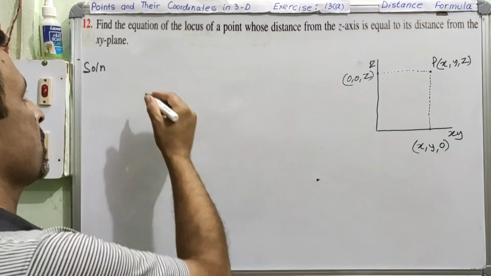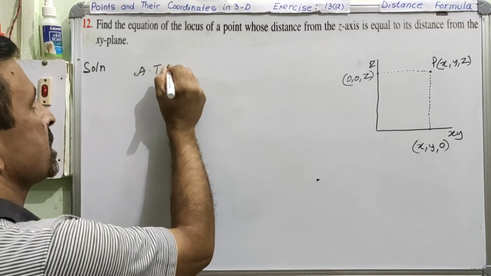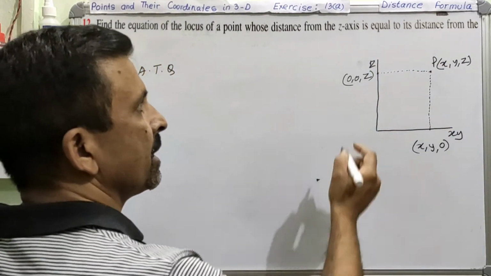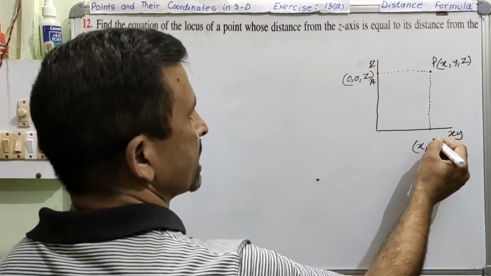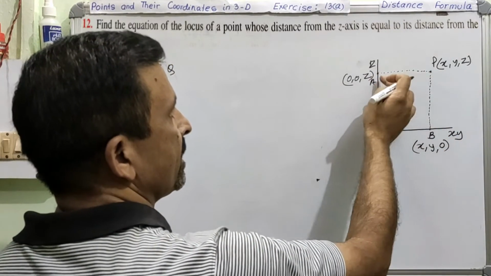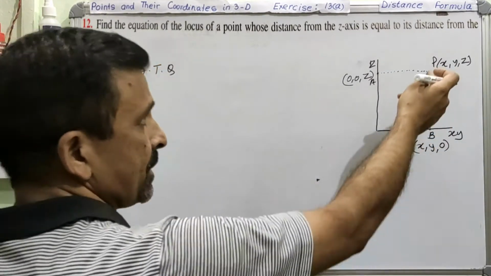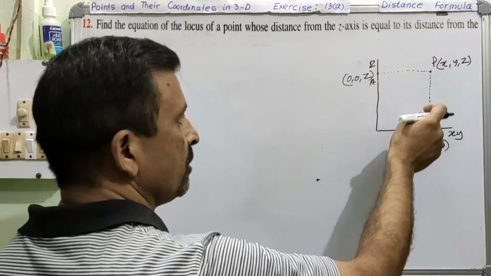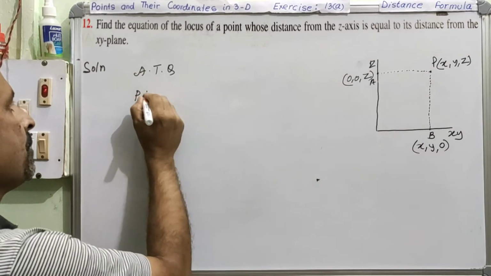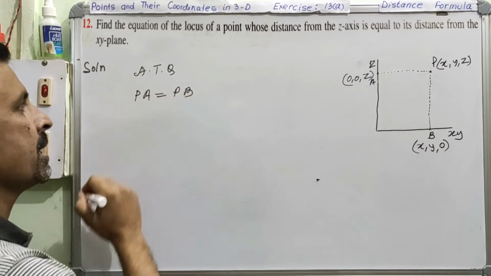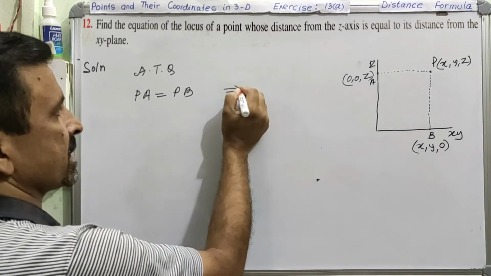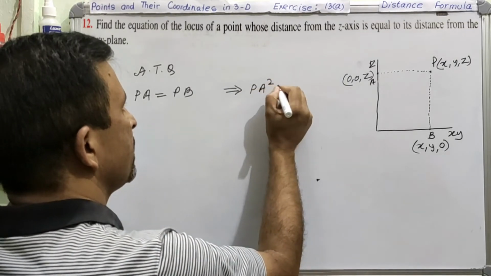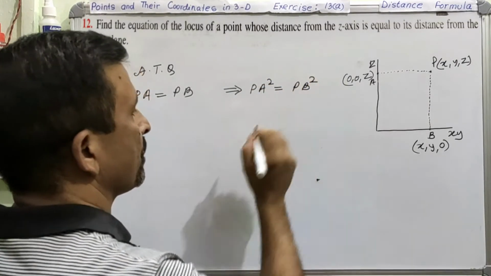Now, according to the question, what is told is that this P is at an equal distance from z-axis and then xy plane, right? Let us name this point as A and this as B. Then I can say that PA is equal to PB according to question, because the question says that P is at equal distance from z-axis and from xy plane. Therefore, PA will be equal to PB. And once we have these two, we can square it because we want to express this distance formula in square form. So we are squaring both the sides. It becomes PA square is equal to PB square.